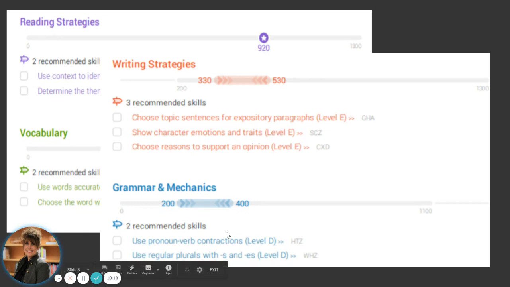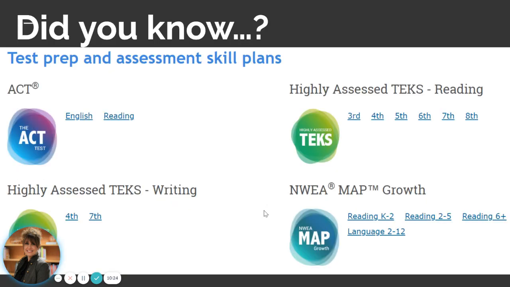So again, recommended skills here with grammar and mechanics, very low at this point. But what's going to be awesome is when the student practices, this is a smart kid. He just needs some really focused attention in these areas. And that's what the diagnostic will do.